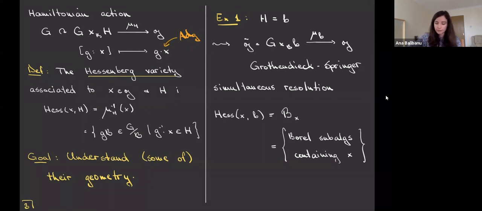And then we get a familiar object, which is the Grothendieck-Springer simultaneous resolution. So this is like the Springer resolution, but for the entire Lie algebra. The fiber above a point X is the Springer fiber, just a collection of Borel subalgebras that contain that point X. When X is regular, this fiber is finite, but when X is non-regular, it can become very complicated and difficult to understand.